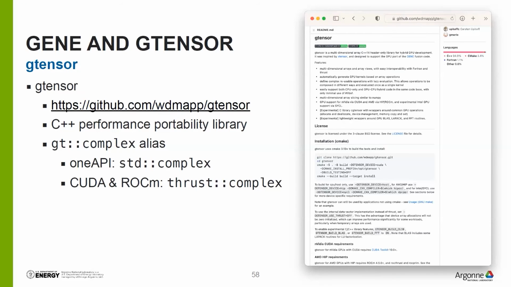GTensor is yet another C++ performance portable library. There seem to be a lot of those. And its complex numbers, for oneAPI, use standard complex, and for CUDA and ROCm use thrust complex.